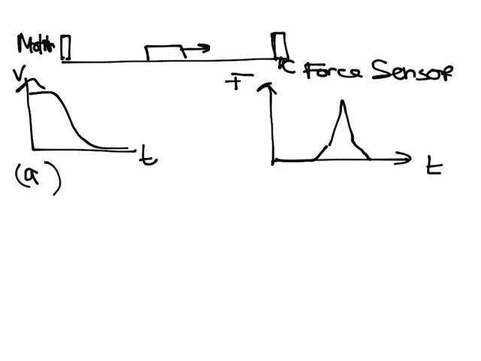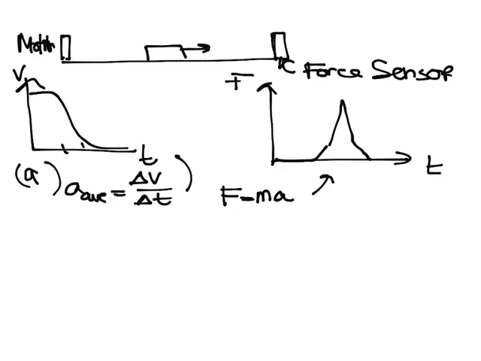Okay, in part A, it says determine the cart's average acceleration between t equals 0.33 and t equals 0.37 seconds. Alright, so there are two possible ways to go with this. One possible route is you could use F is equal to ma, and you could maybe somehow use the force graph. The other way, and this is going to be easier, is that average acceleration is change in velocity over change in time. And we can actually just read the change in velocity over the change in time straight off of this graph. Okay, so in part A, you want to use this.